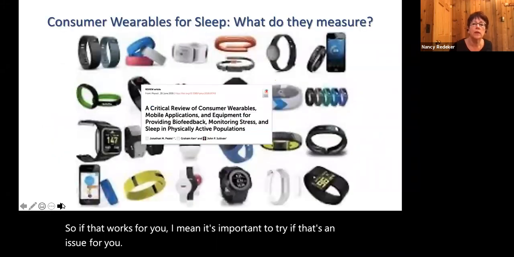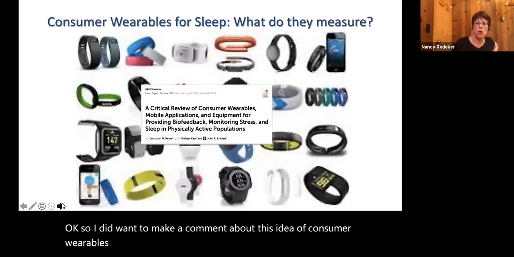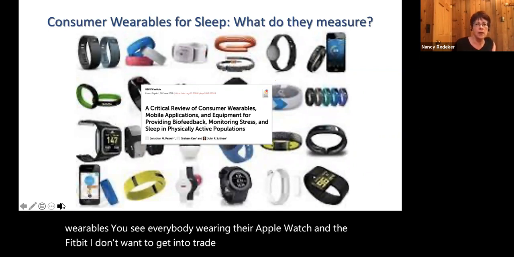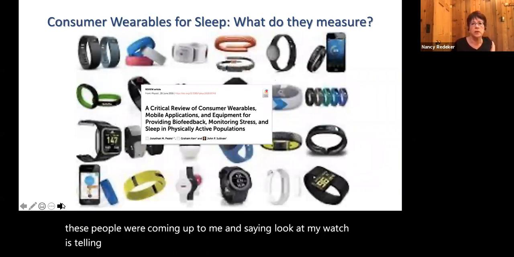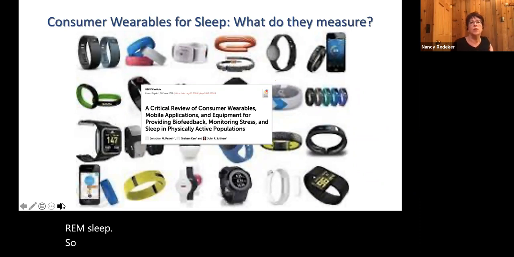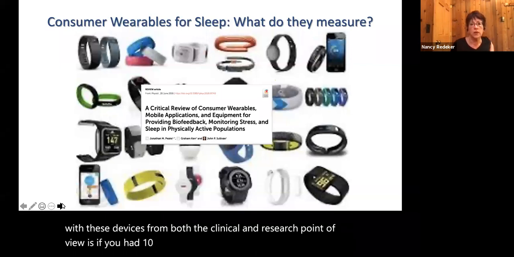Okay, so I did want to make a comment about consumer wearables. You see everybody wearing their Apple Watch and their Fitbit. I don't want to get into trade names. I'm at Yale, and people come up to me saying, look, my watch is telling me I slept this much last night, or I have this much REM sleep. There's been a huge growth in these devices. The problem with them, from both a clinical and a research point of view, is that if you had 10 different devices, they're all telling us something different.